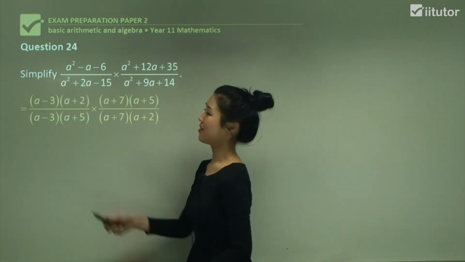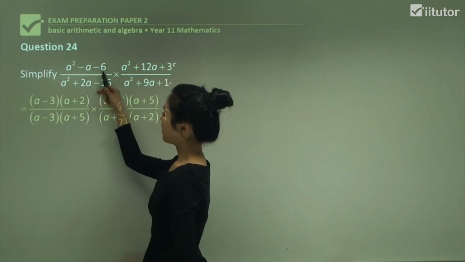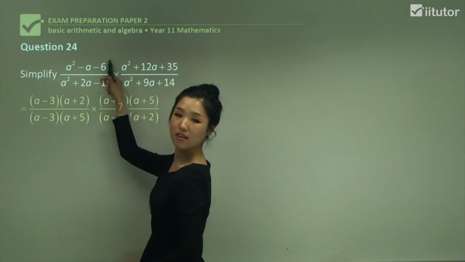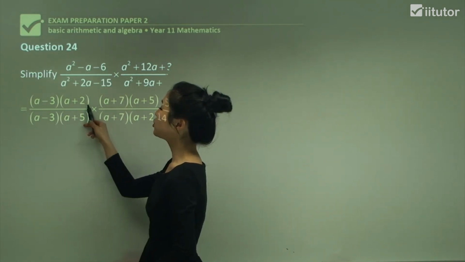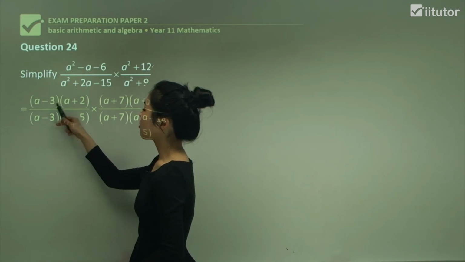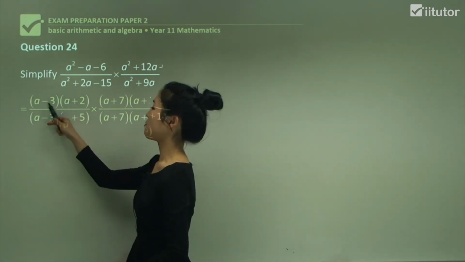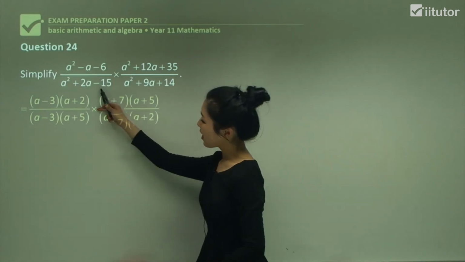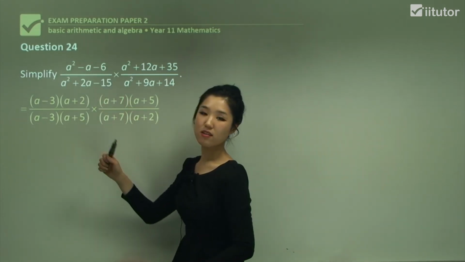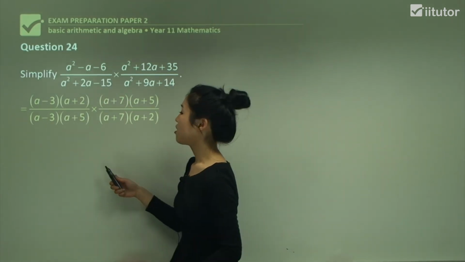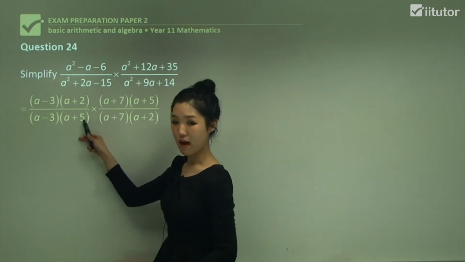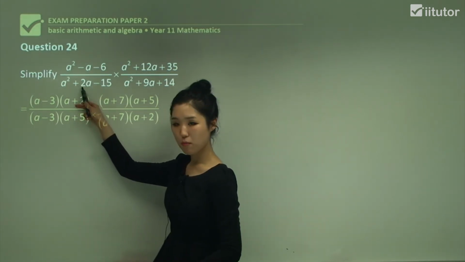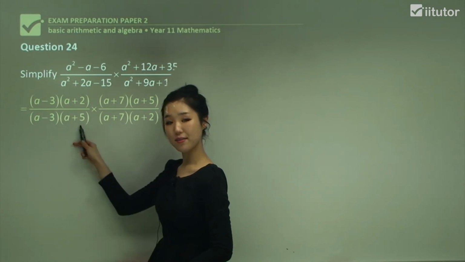Alright, that's what I've got. So a squared minus a minus 6. 6 is a multiple of 3 and 2. So I did a minus 3, a plus 2, because I know that minus 3 plus 2 is minus 1. And then the denominator, 15, is 5 times 3. And I know that positive 5 minus 3 makes positive 2. So that's how I got that.